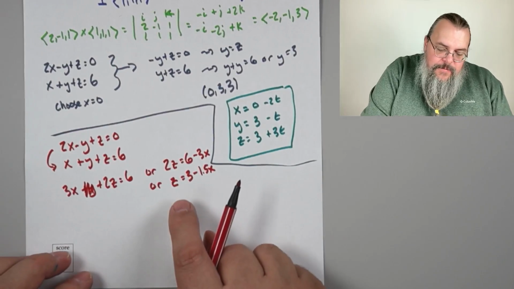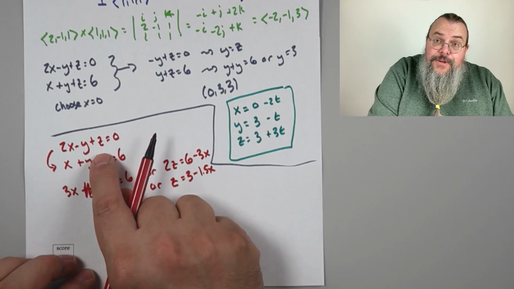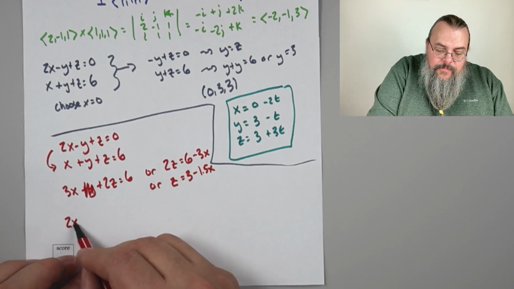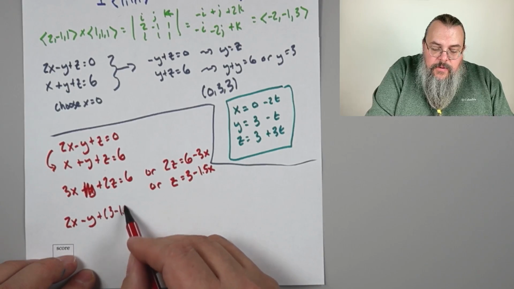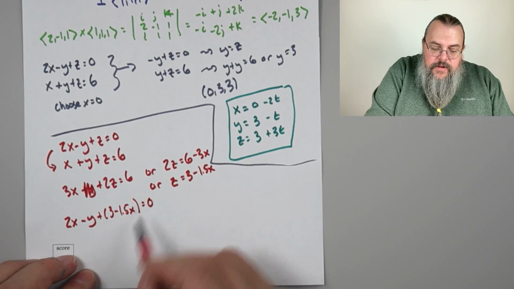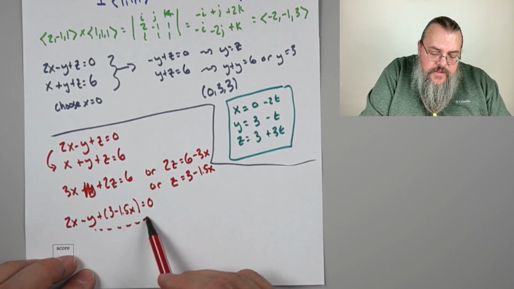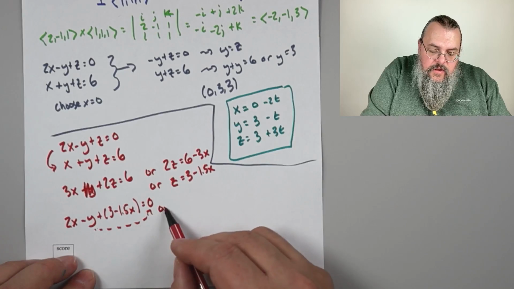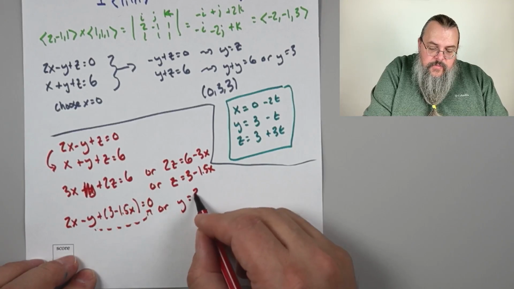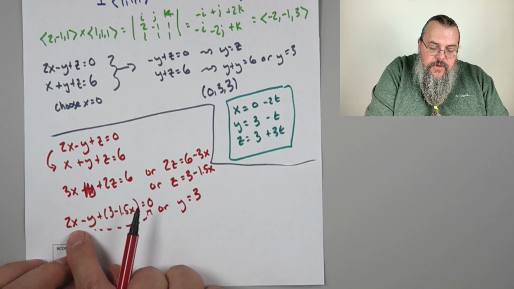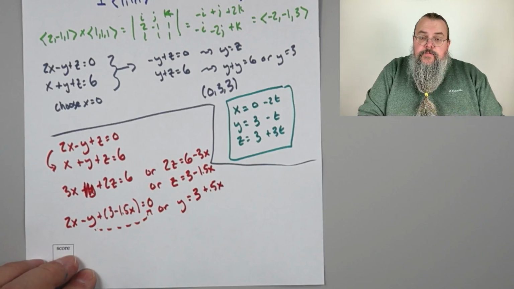Now, we have something for z. Let's take that and plug it into our first equation. Okay, so 2x minus y plus 3 minus 1.5x is equal to 0. Well, what does this tell us? If I move this y over to the other side, it tells us that y is 3, and then we have 2x minus 1.5x, which is plus 0.5x.